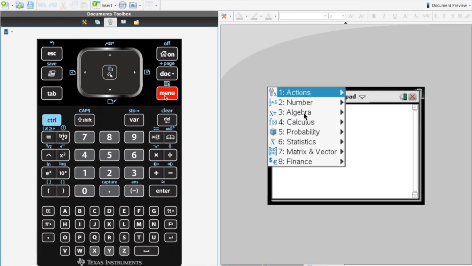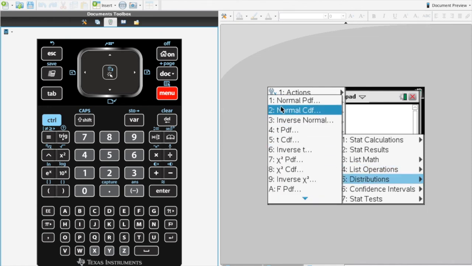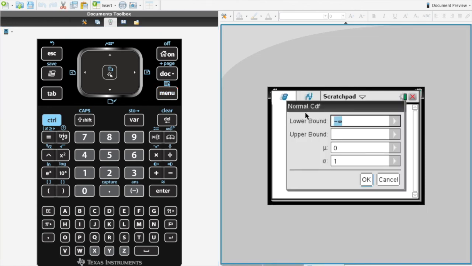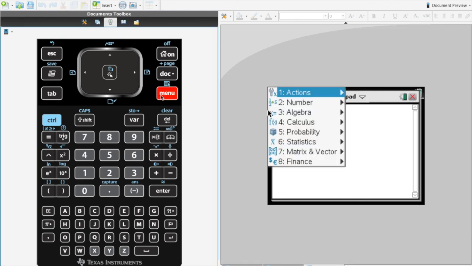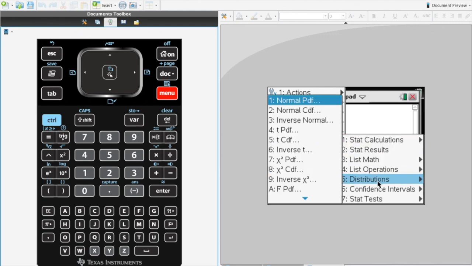And for the calculator, when you are dealing with a normal distribution, you have to go through statistics, distributions, and normal CDF, where you're typing in your lower bound, upper bound, mean, and standard deviation. And for t-distributions, it's almost the same. You're just going to 5, t-CDF, instead of 2 for normal CDF.